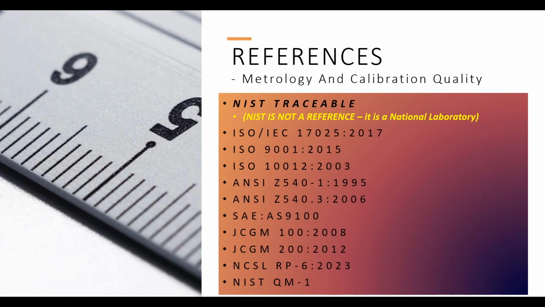And then you have your Joint Committee for Guides in Metrology, JCGM 100, 200. These are the international standards on this is how we take a measurement, and this is the terms we use for measurement. NCSL RP6, this is the recommended practices for healthcare metrology. And then this QM1, which is how our national quality system works from NIST down to the secondary laboratories.